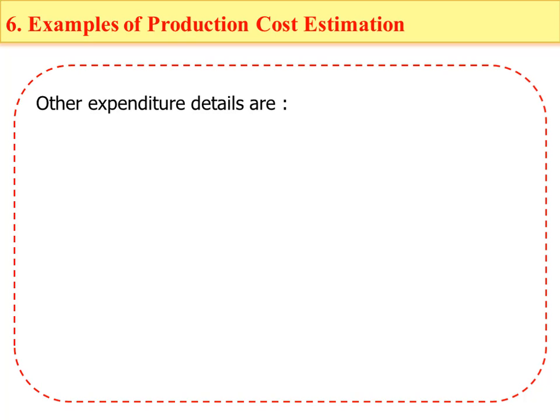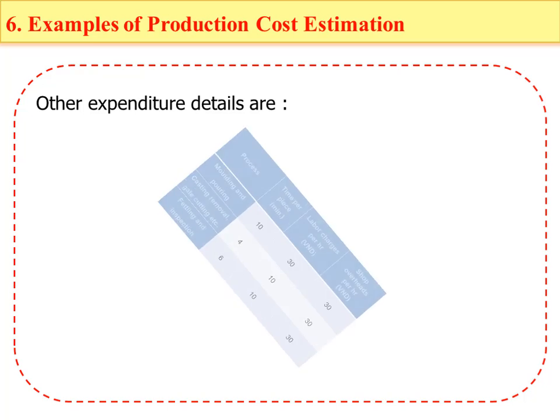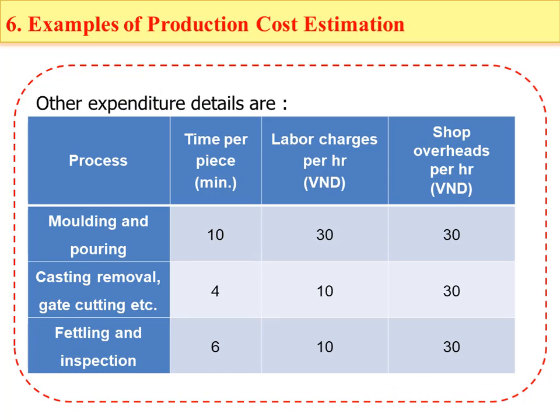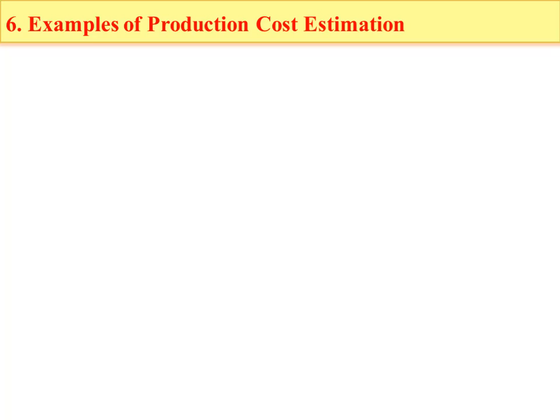Next, other expenditure details are shown in the table below. There are 3 columns. First, time per piece in minutes. Second, labor charge per hour in Vietnam dong, and shop overhead per hour in Vietnam dong. There are 3 processes. First, molding and pouring. Second, casting removal, die casting. And finally, fastening and inspection.